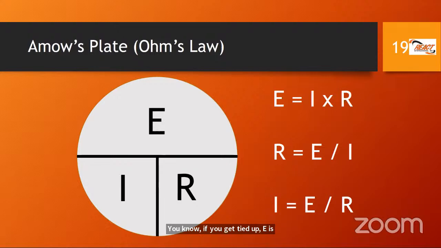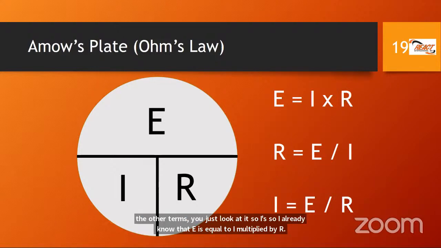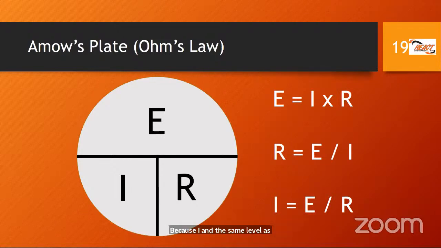If you draw a plate like this, you have a circle and you draw a line across and then a line down. You divide the plate into three. You put the E on top and you put the I and the R next. So again, E is equal to IR. To figure out any of the other terms, you just look at the plate. I already know that E is equal to I multiplied by R because I is at the same level as R.